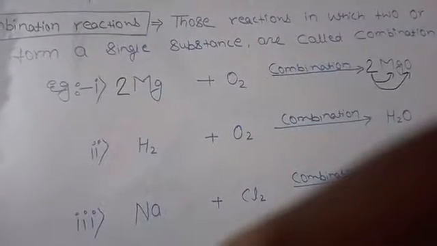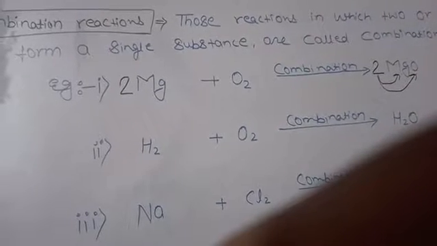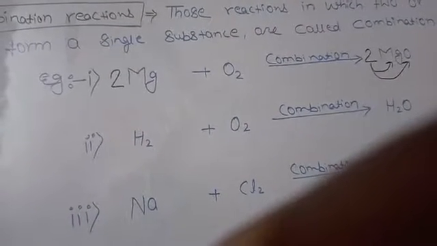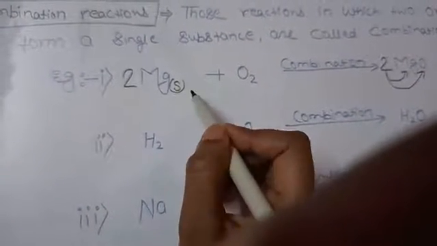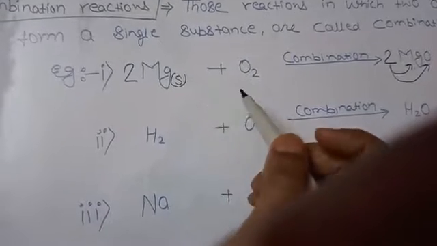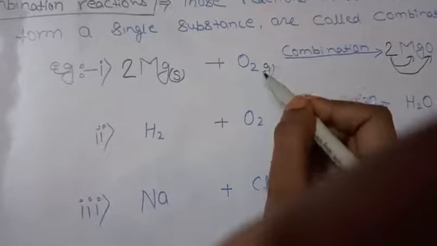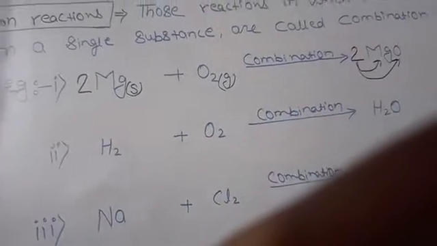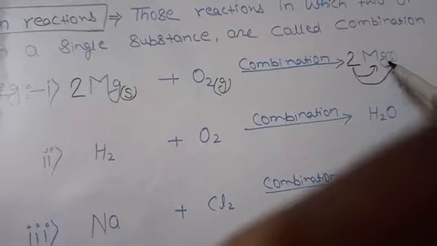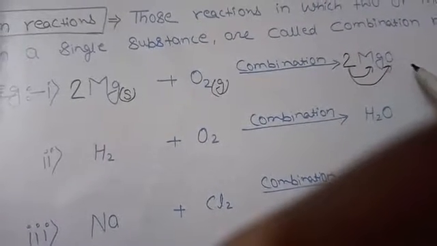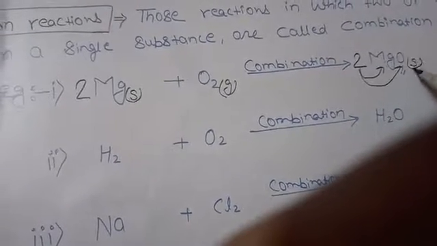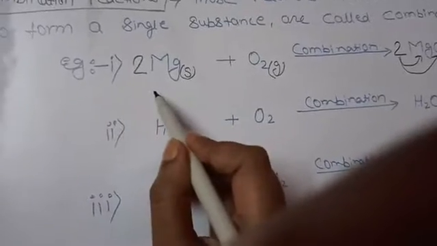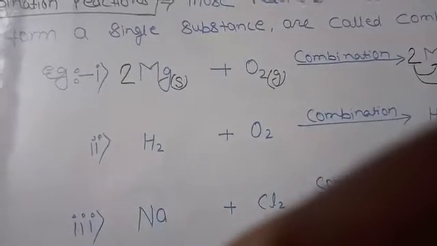Now let's make it more informative. What extra can we add? We can write the states of matter. Magnesium, because it is a metal, is in solid state, small s for solid, and oxygen, as we know, is a gas. And when we burn magnesium in the presence of air, we get magnesium oxide ash, which is also solid. So it is magnesium, oxygen, and magnesium oxide.